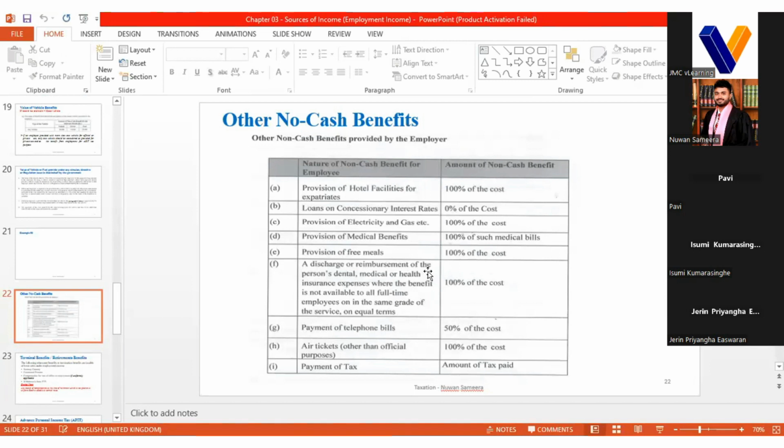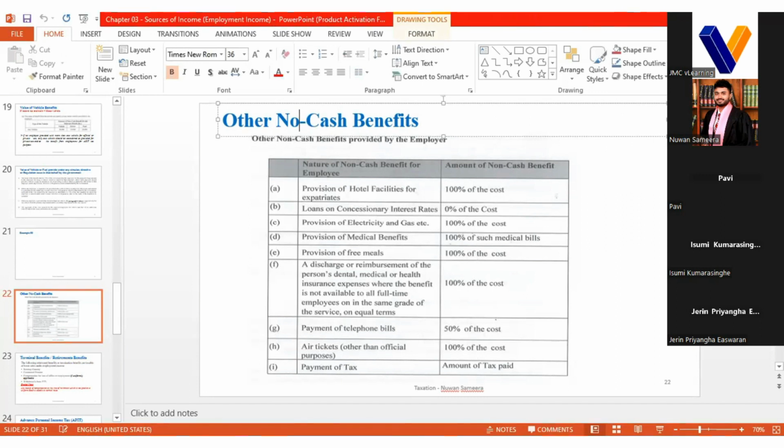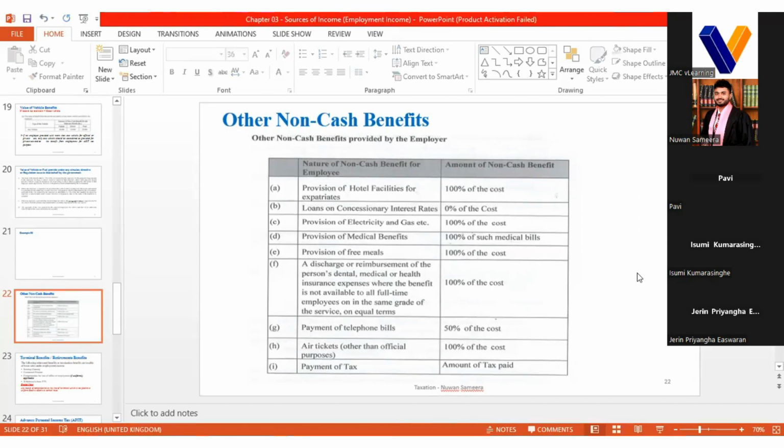A discharge or reimbursement of the person's dental, medical, or health insurance expenses where the benefit is not available to all full-time employees on the same grade or service on equal terms. Not available. Highlight it. If that benefit is not available to all full-time employees on equal terms, then you have to take 100%. Clear or not clear? Yes, sir. Then I hope you have received the answer for your question. Yes, sir.